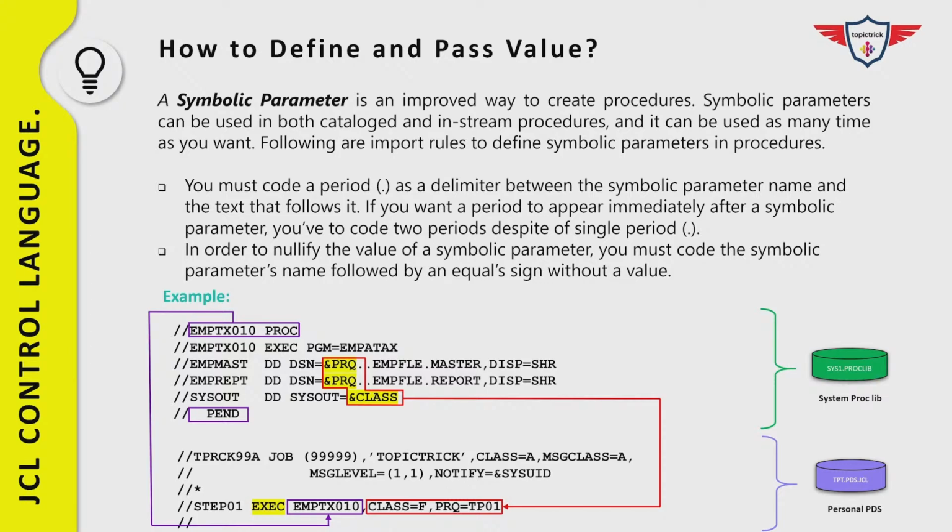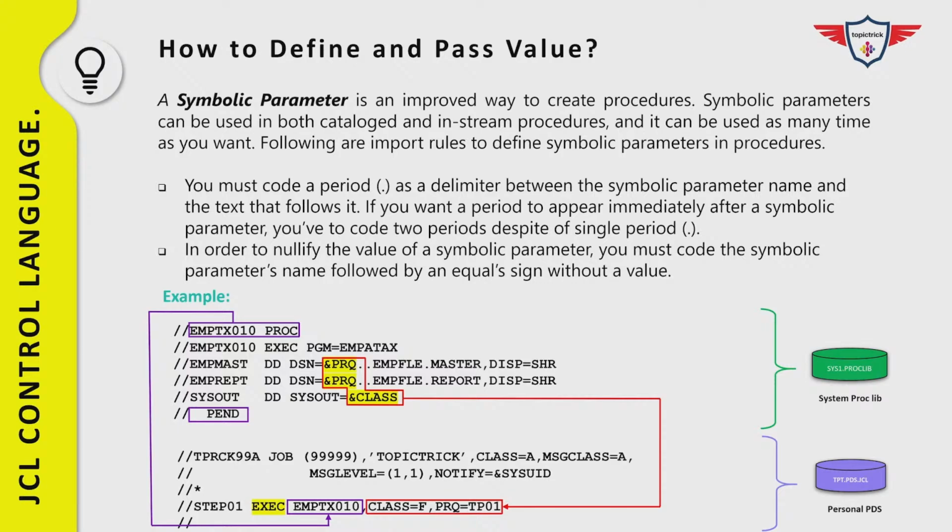You might be wondering why I'm not using an ampersand when I'm passing the value to these symbolic parameters. The answer is that whenever you define or use symbolic parameters in your procedures, you are required to specify the ampersand. But when you pass values to these symbolic parameters from your JCL, you are not required to use an ampersand. You have to follow the same practice the way I've just showcased in this example.